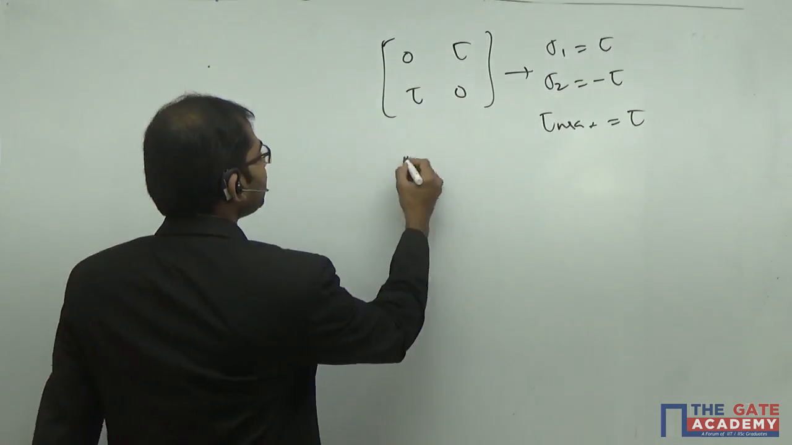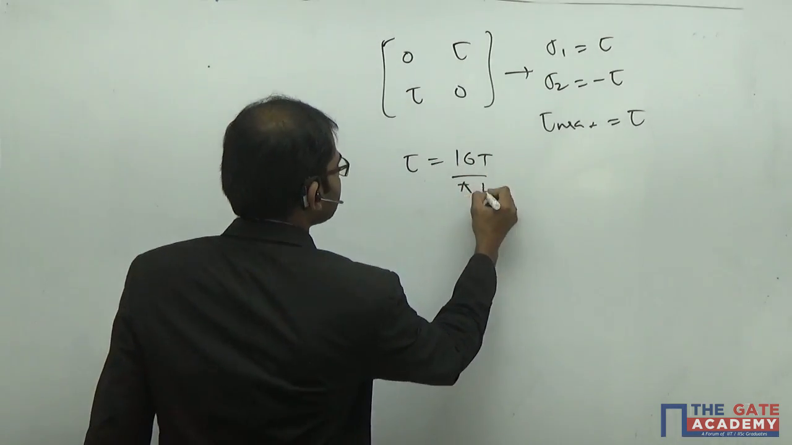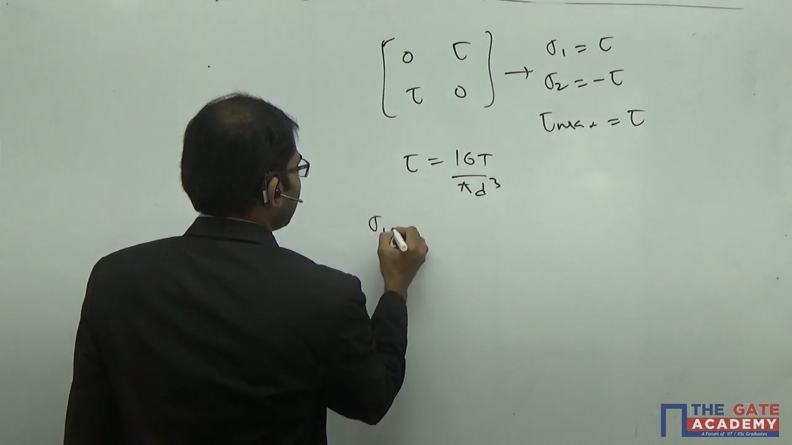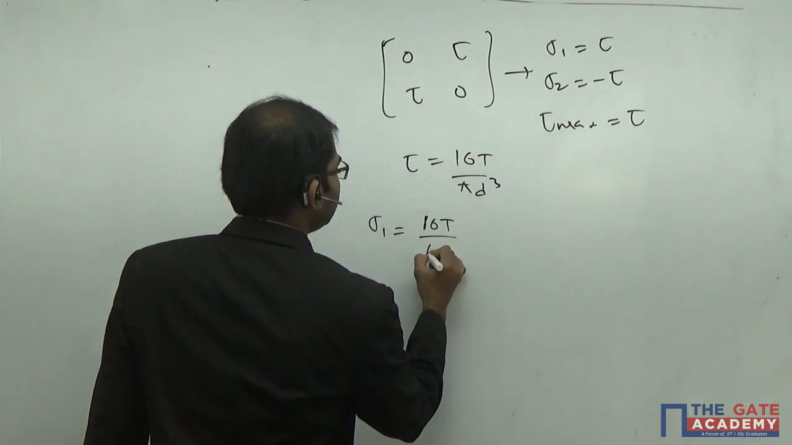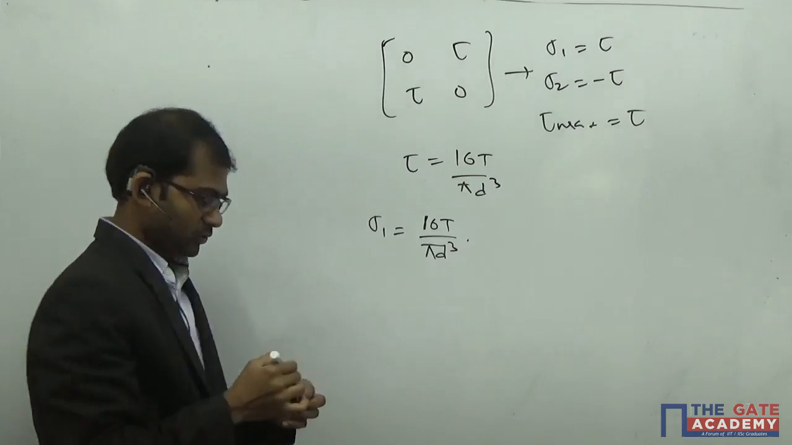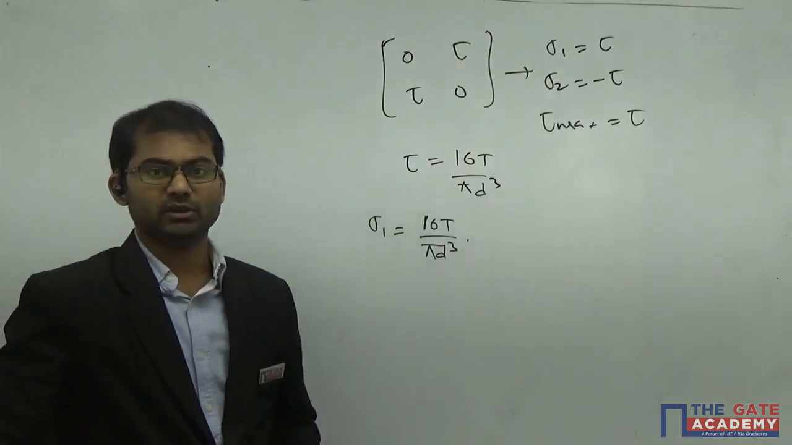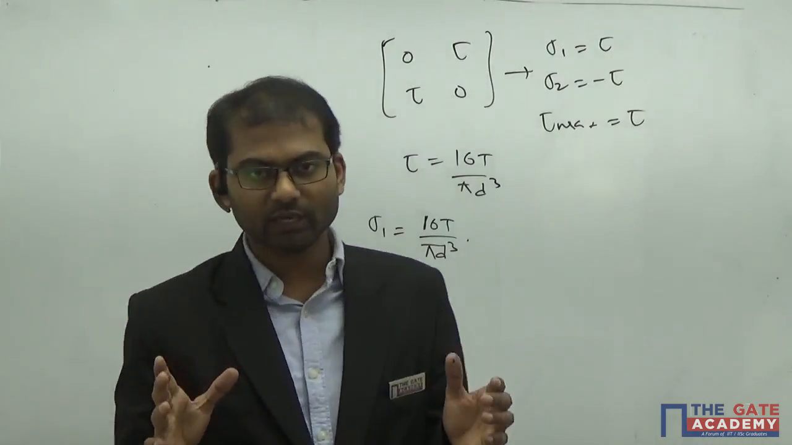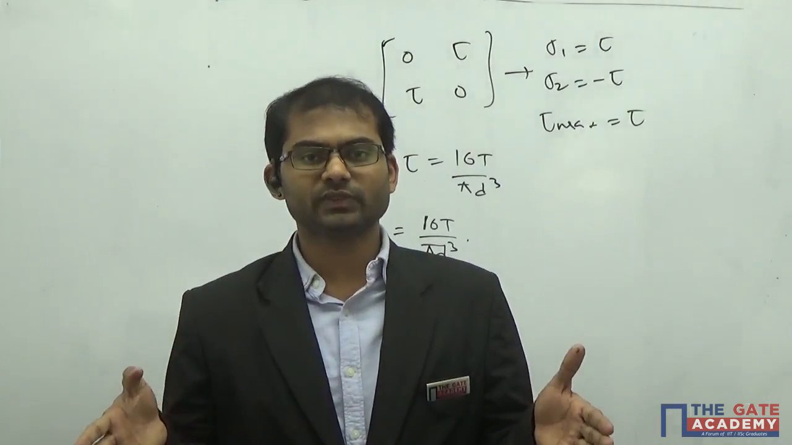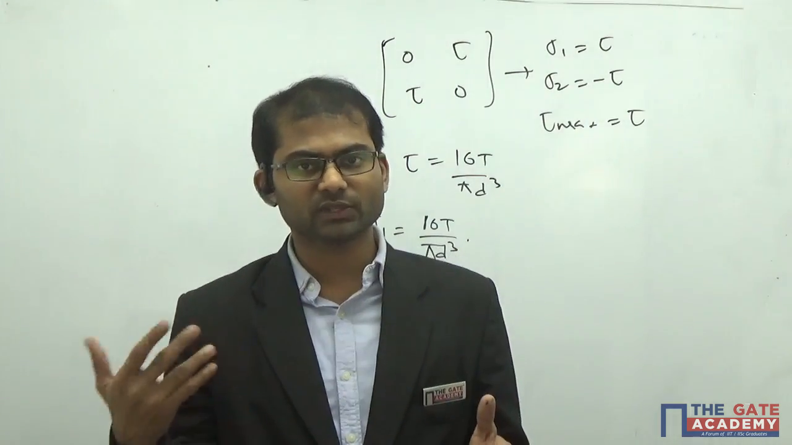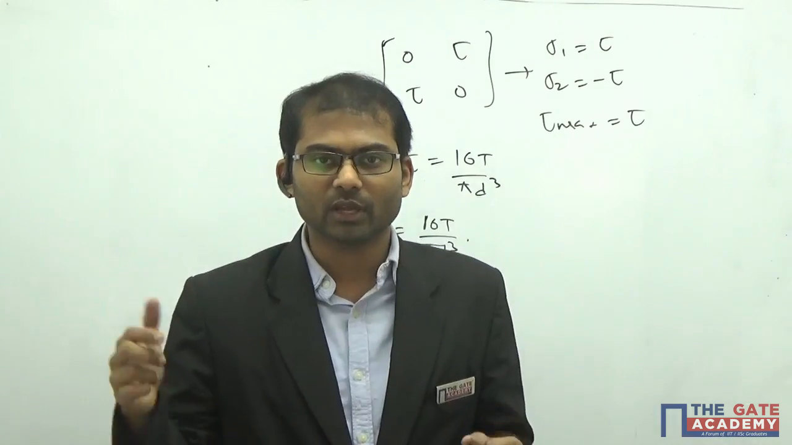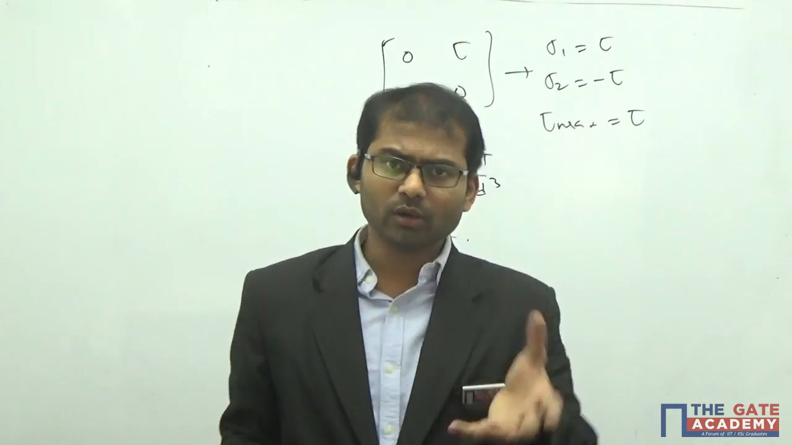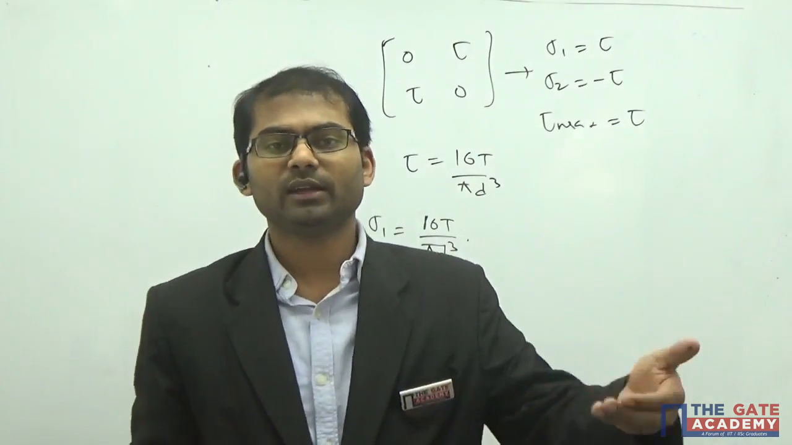Anyhow, we got the value of tau is equal to 16T by pi d cube for a solid shaft. So sigma 1 will be equal to 16T by pi d cube. Understand? That's why we have studied the second chapter. It's not true that the stresses and strains which we see on the outer sides on the planes are actually the maximum or minimum values. So we have to analyze the whole body. That's what we have done in our second chapter.